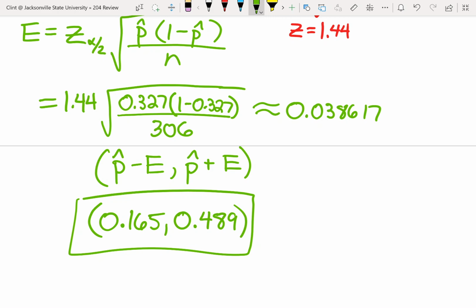Okay. All right, so then that changes our final answer here. So 0.327 minus 0.038617 gives me 0.288. And then if we add, get 0.366.